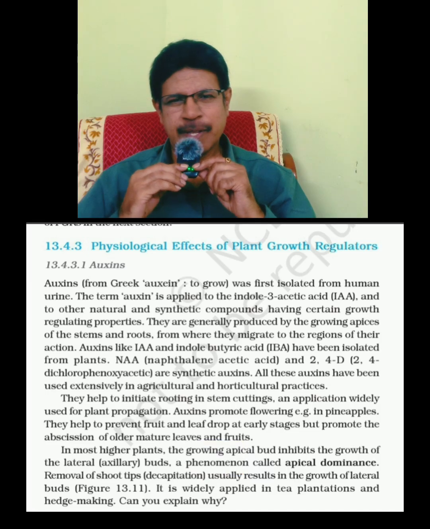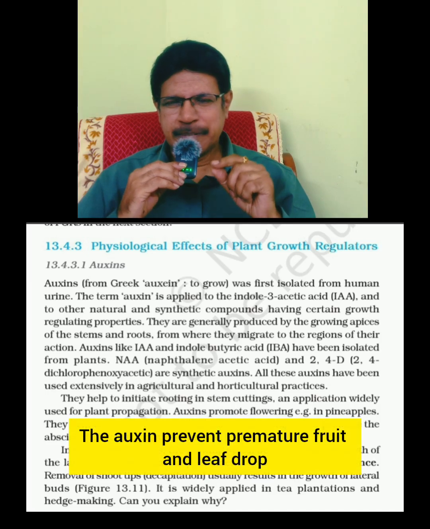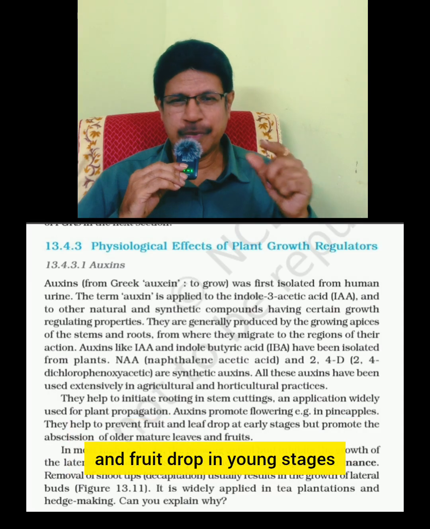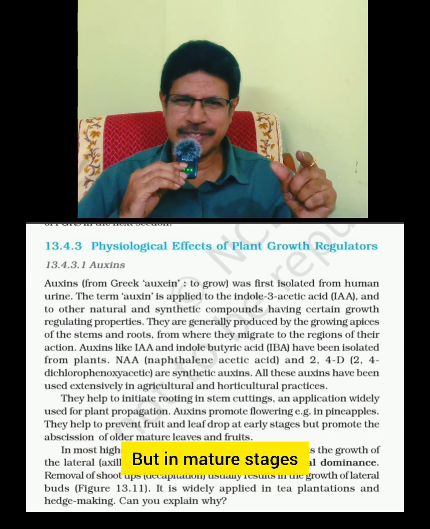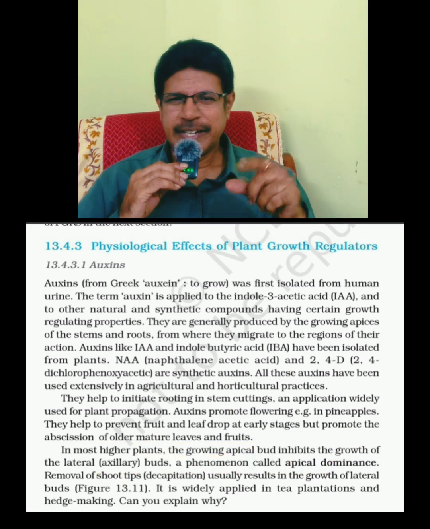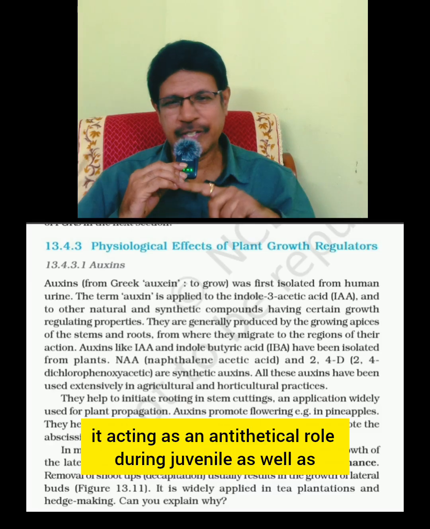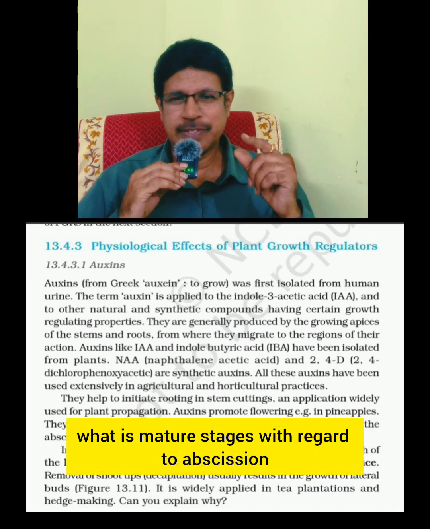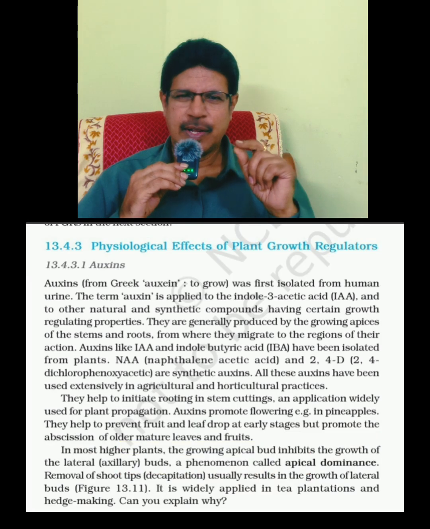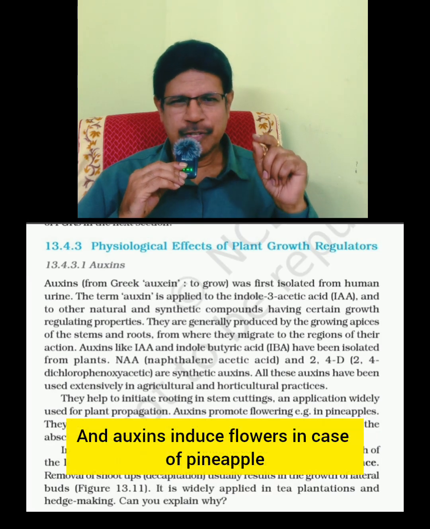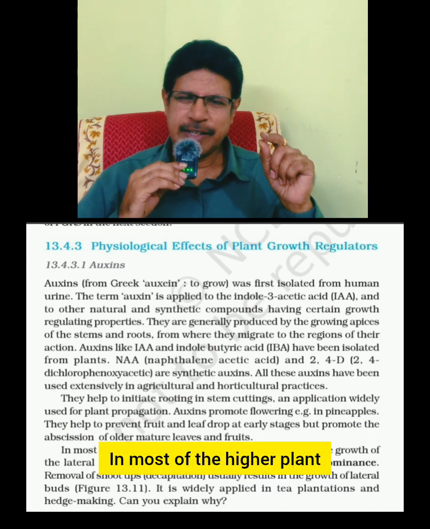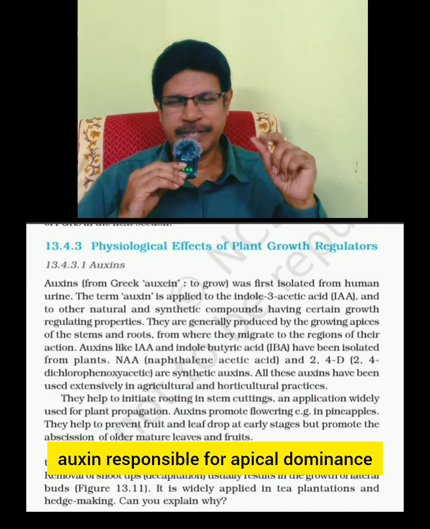Next, auxin prevents premature fruit and leaf drop, that is abscission of leaf and fruit drop in young stages, but in mature stages it promotes leaf and fruit drop. That means on one plant it acts in an antithetical role during juvenile as well as mature stages with regard to abscission of leaves and flowers. And auxins induce flowering in case of pineapple. In most of the higher plants, auxin is responsible for apical dominance.